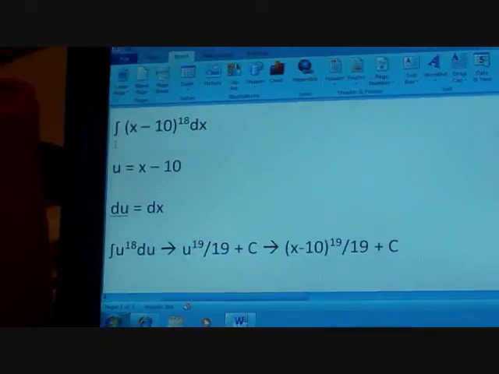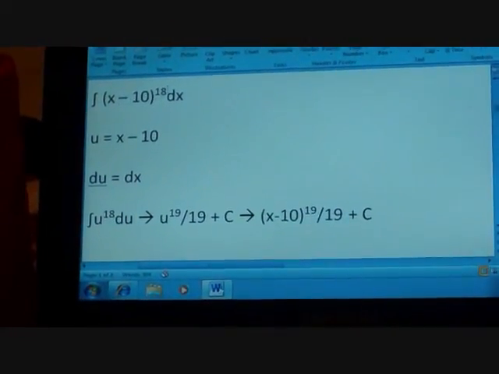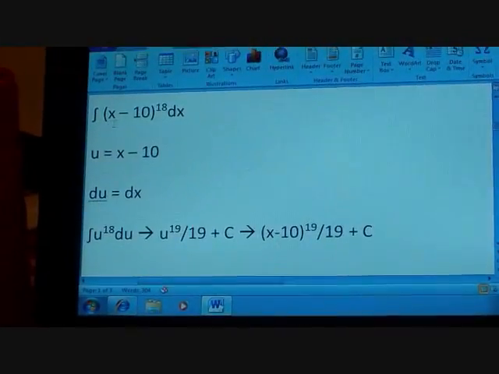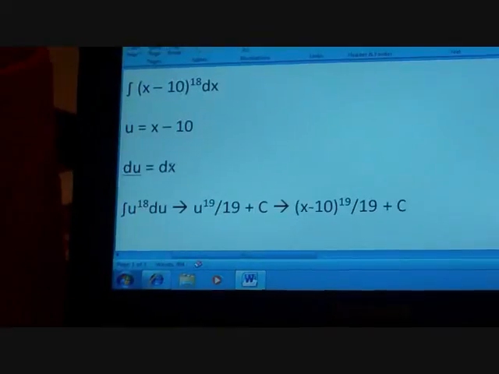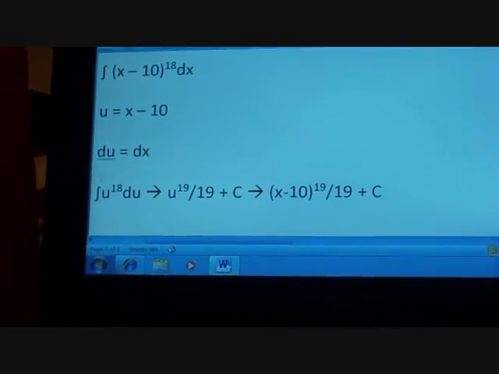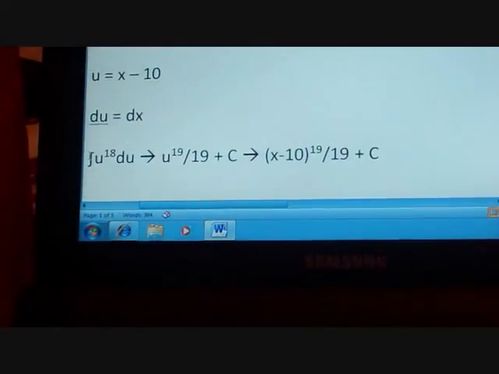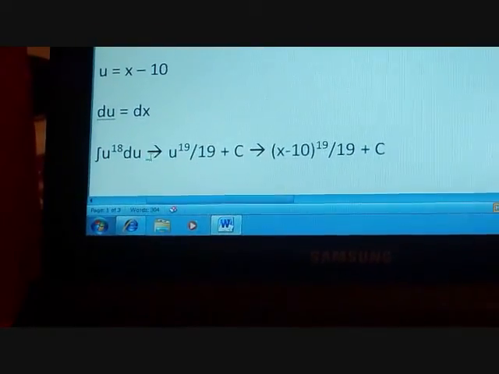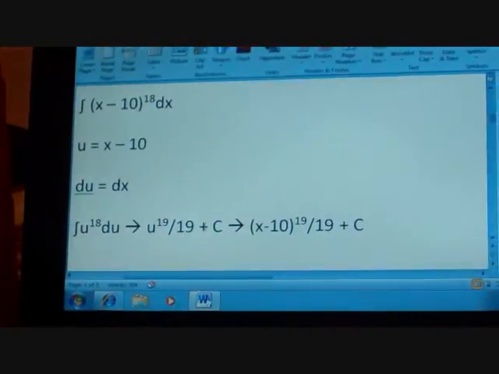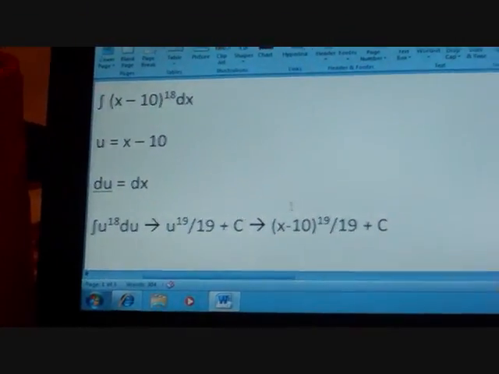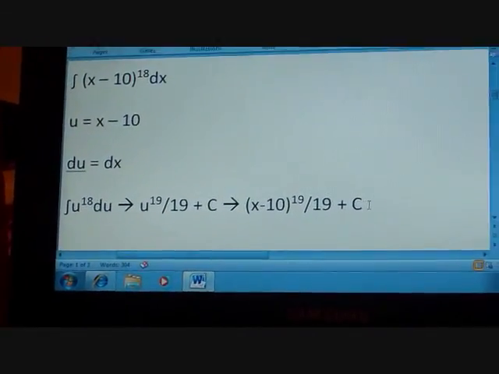Here we are supposed to evaluate the integral of (x minus 10) to the 18th dx, where we take x minus 10 to be u, and then we take the derivative giving us du equals dx. Substituting it back in, we get the integral of u to the 18th du, which becomes u to the 19th divided by 19 plus c, which substituting back in becomes (x minus 10) to the 19th divided by 19 plus c.